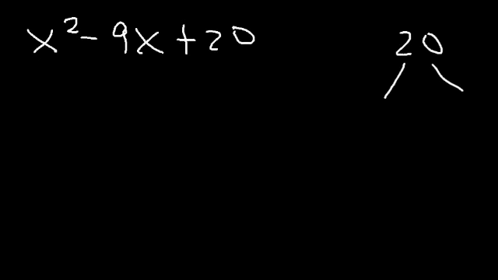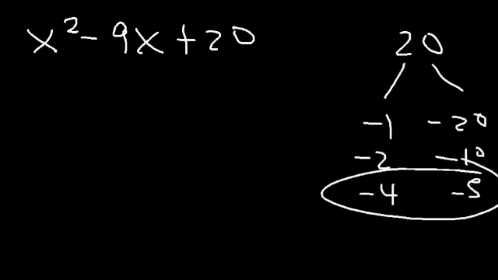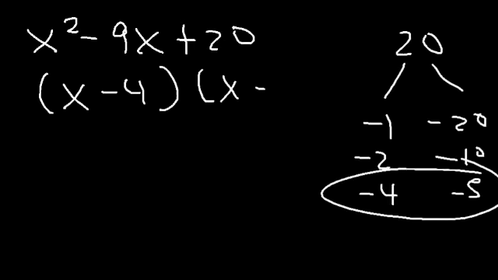Try this one. X squared minus 9x plus 20. So what two numbers multiply to 20 but add to negative 9? So if they're adding to a negative result, we need two negative numbers if they're going to multiply to a positive number. So this could be negative 1 and negative 20, negative 2 and negative 10, negative 4 and negative 5, but these two add to negative 9. So it's going to be x minus 4 times x minus 5.